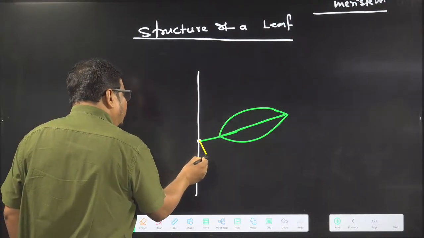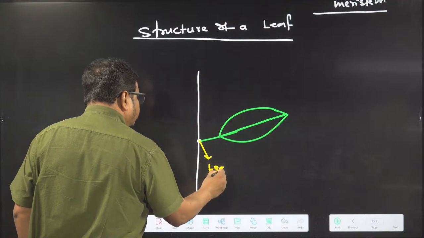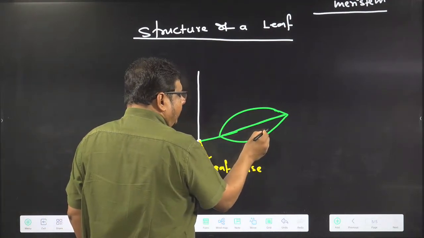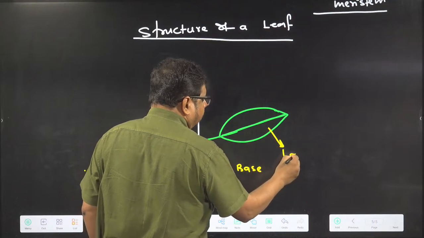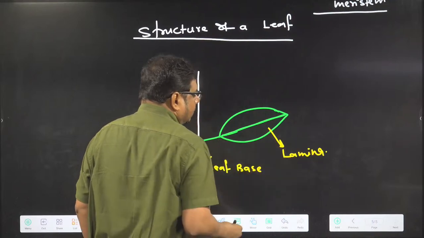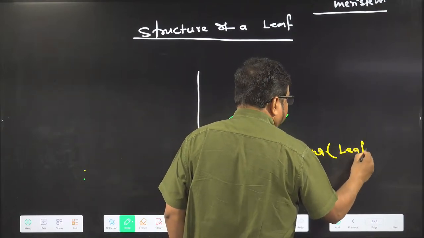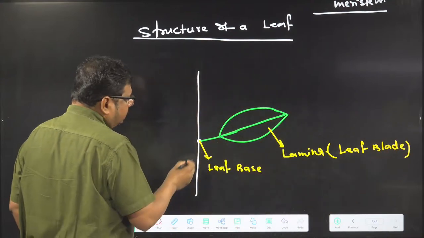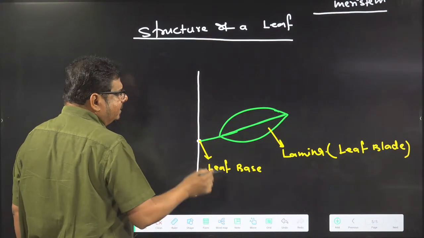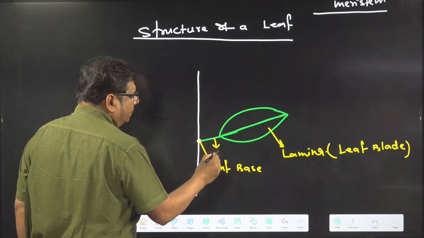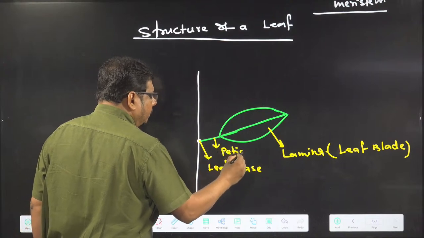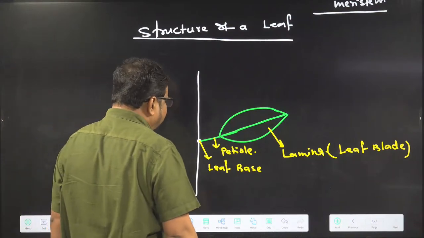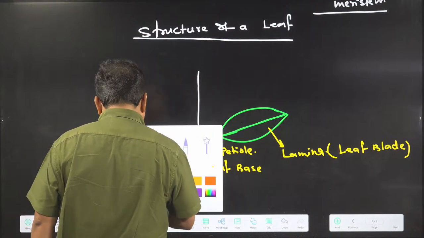The part of the leaf that attaches to the stem is called the leaf base. And the expanded blade-like structure is called lamina, or it is also called leaf blade. The stalk-like structure connecting the leaf base and lamina is called petiole. Understanding the idea?